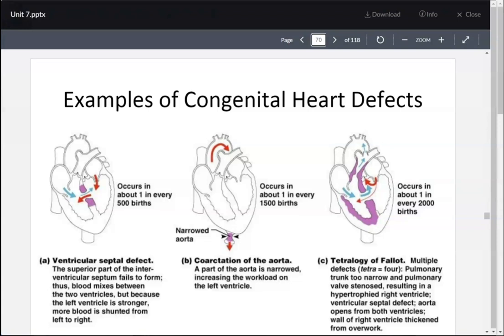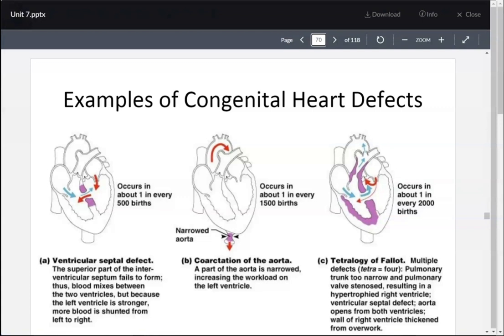Then there's something known as tetralogy of Fallot. Tetralogy, you could know logy is study of, tetra is 4. So study of 4. This is actually 4 birth defects, at least. So what are these 4 defects? The pulmonary trunk is also narrowed. The pulmonary valve is stenosed, meaning we're going to have a hard time opening and closing it. This is going to cause hypertrophy or excessive musculature of the right ventricle because it's going to have to work harder to get blood into the pulmonary circuit.